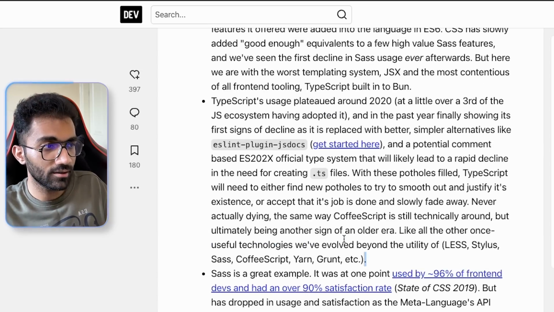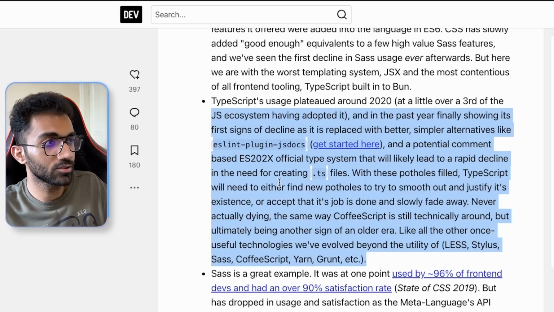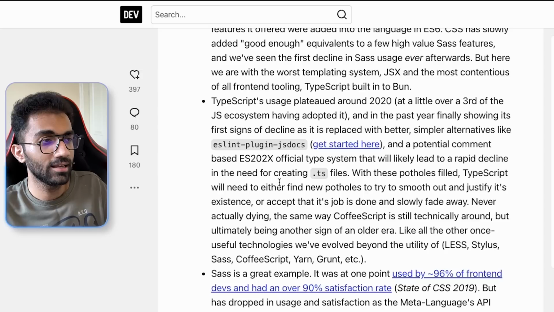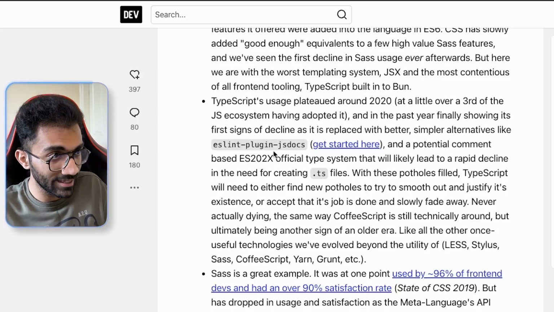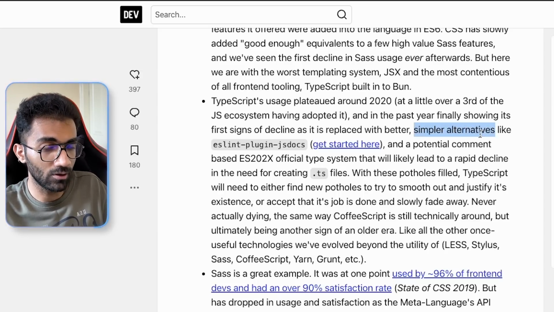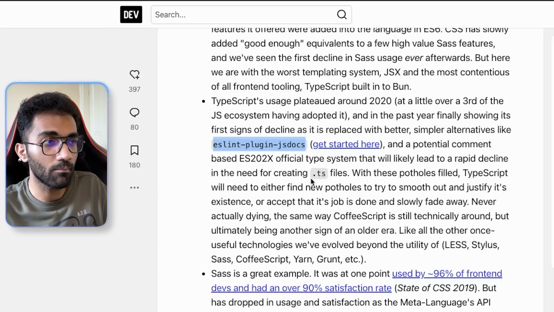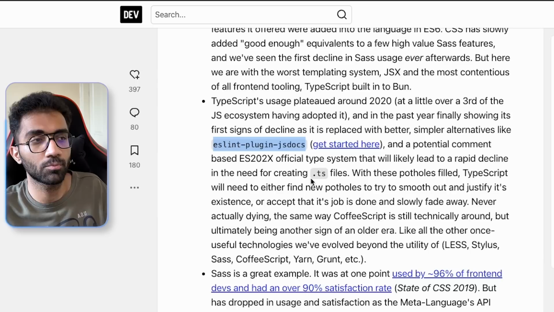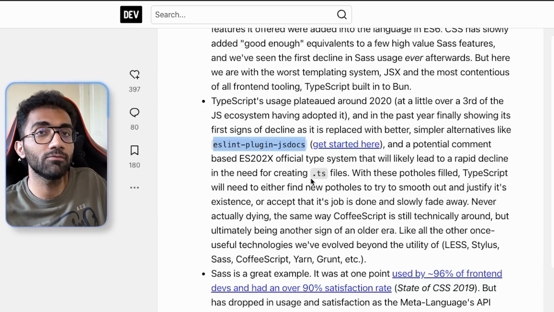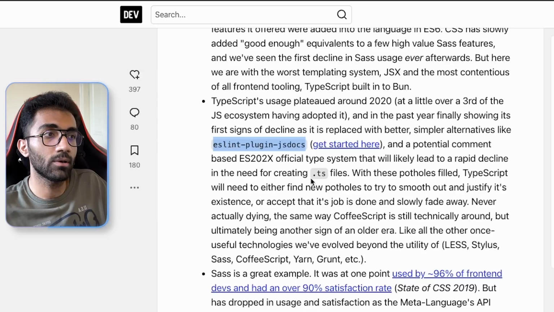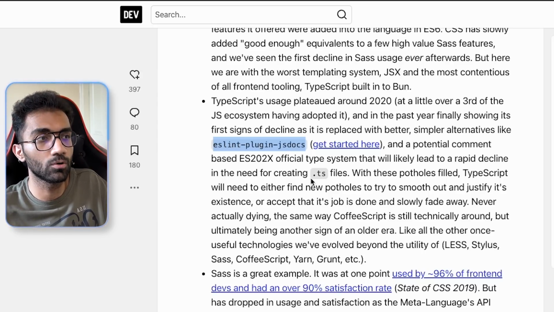Okay, this point I don't agree with. This is the first point which I strongly disagree with. If you are saying that TypeScript has a simpler alternative like ESLint plugin JSDocs, then you haven't used TypeScript. The amount of stability and the locking which TypeScript provides in your code base, the amount of refactoring you can do with confidence, the amount of changes you can do and just have a lint step which just type checks your whole project.